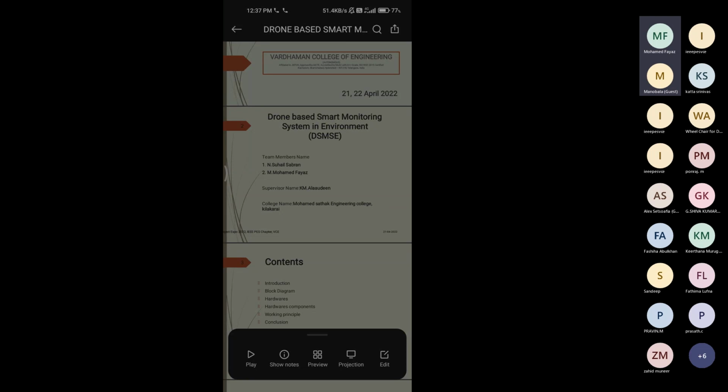We have done this project to monitor the temperature and chemical gas in the environment of the industry, to prevent man suffering from hazardous gas while monitoring such temperature and level of chemical gas in the environment. Our project will be a great replacement for this problem. Let me introduce myself. Muhammad Fayaz from ECE department, second year, Muhammad Sadak Engineering College.